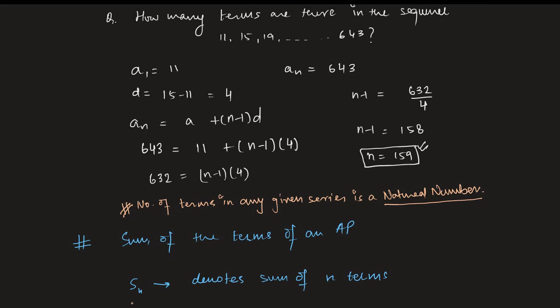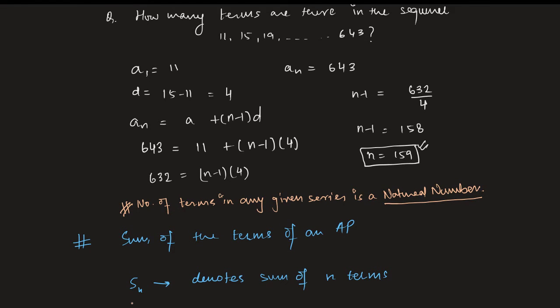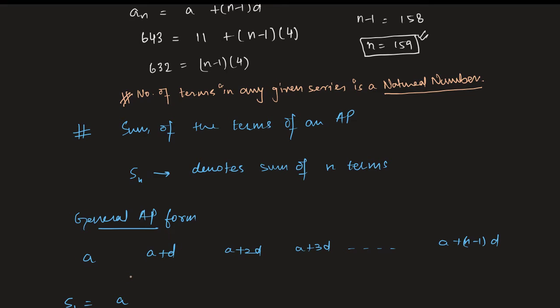Now let's go to the next part of the topic, that is the sum of terms of an AP. The sum of terms of an AP means, let's suppose you want to calculate the sum of the terms in a given sequence. How would you calculate this? Let's find out. Now the notation: let's suppose Sn denotes the sum of n terms. What does Sn represent? S represents sum, n represents the number of terms.